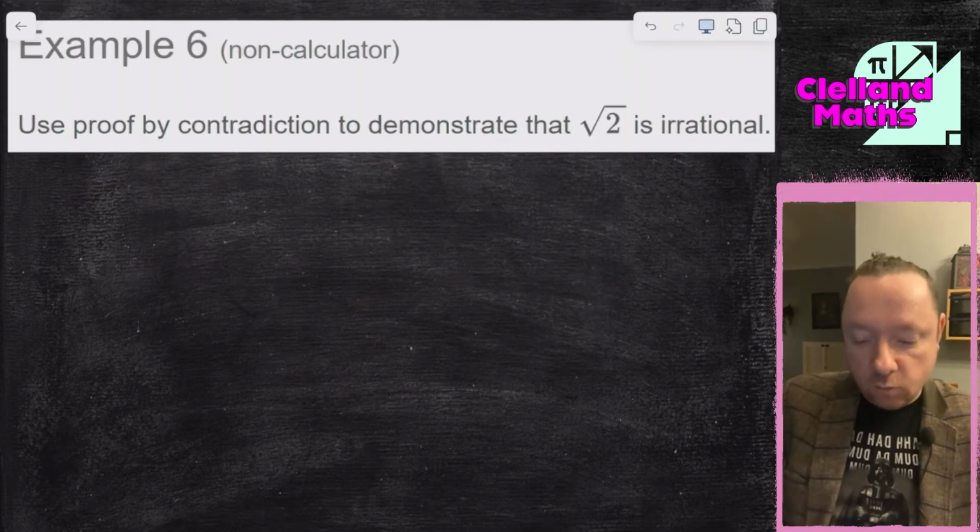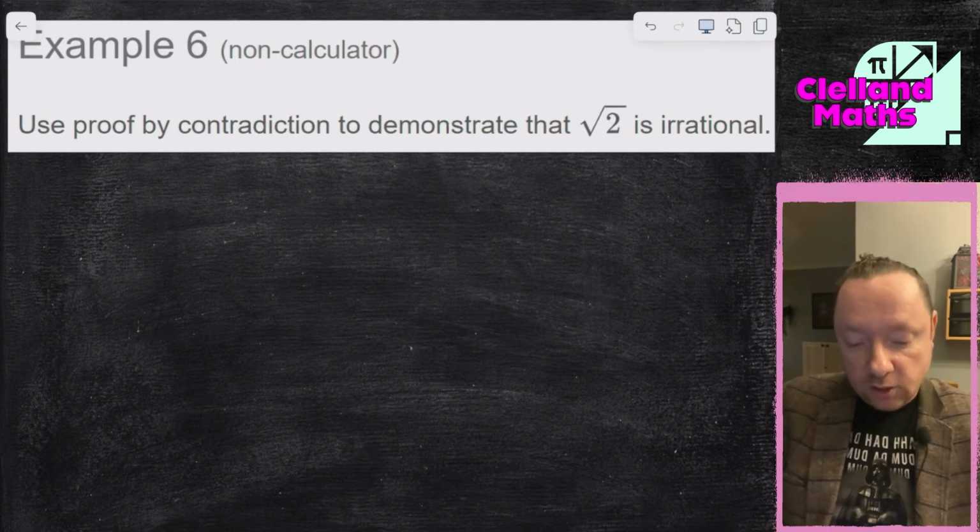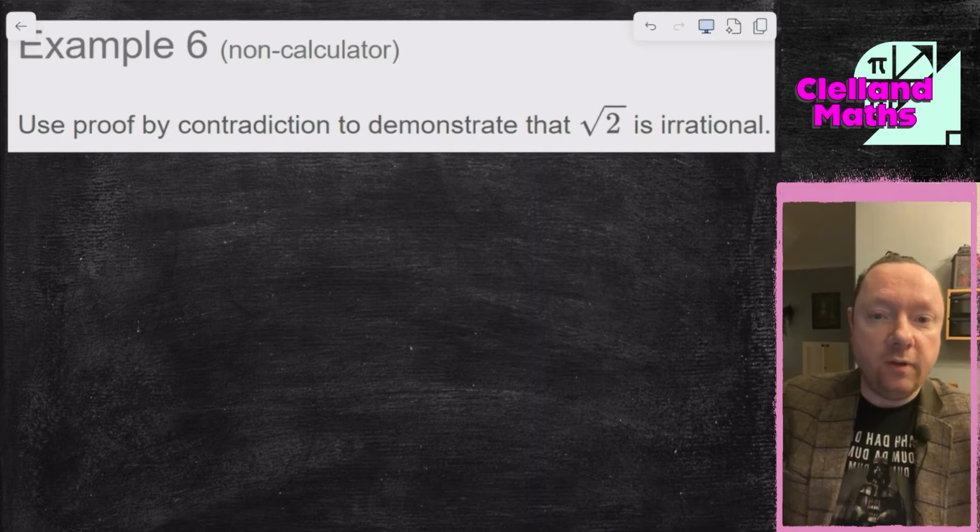Okay, this is quite a tricky one. We're going to do proof by contradiction to demonstrate that root 2 is irrational. This first came up about 2,500 years ago by the Greek mathematician Euclid of Alexandria. You must have heard of Euclid.